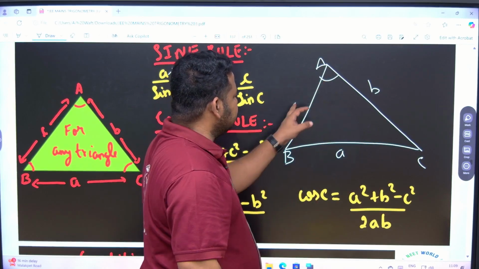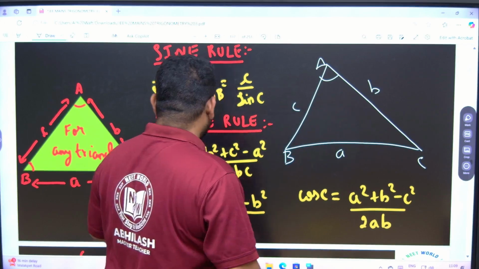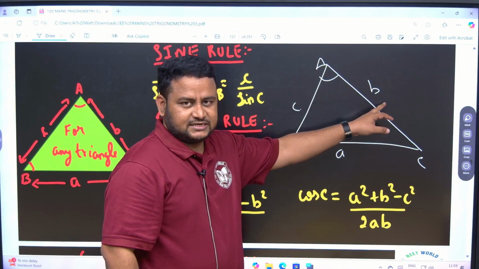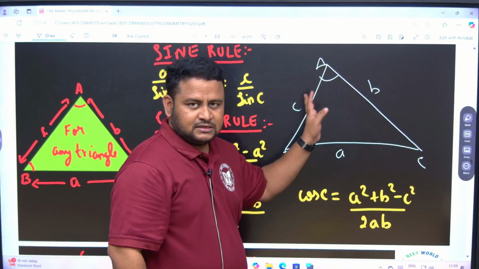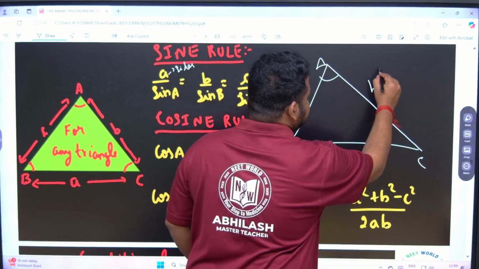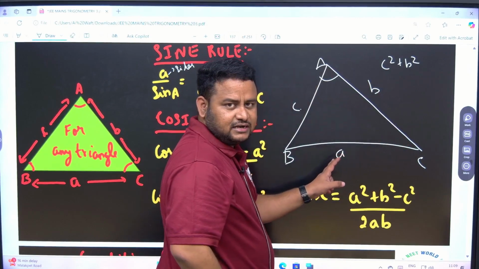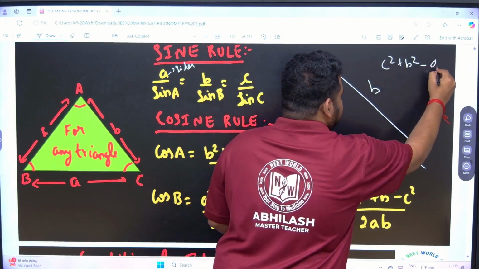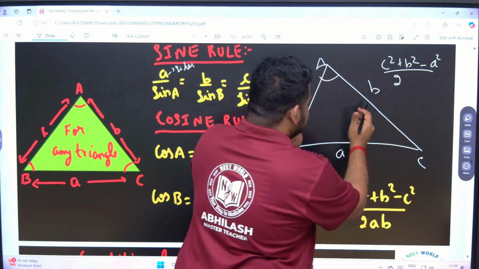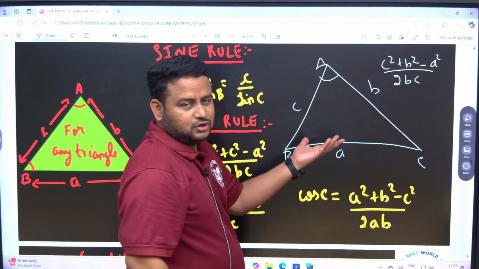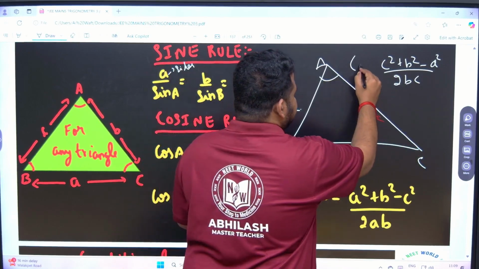For finding cos A, what are the things that are included? The sides that are included are b and c, correct? The square of these two sides. So for cos A, you will add c square plus b square. What is the side that is left out here? The opposite side, minus a square, divided by 2 times the adjacent sides, that is 2bc. That's all. That is for cos A.